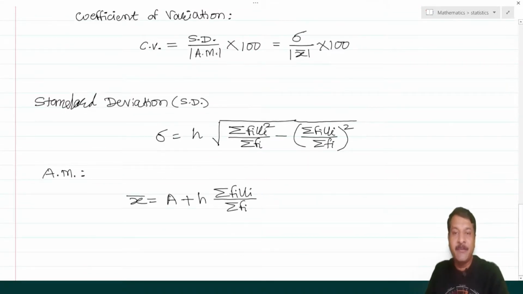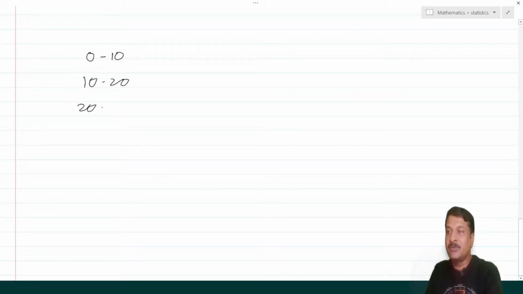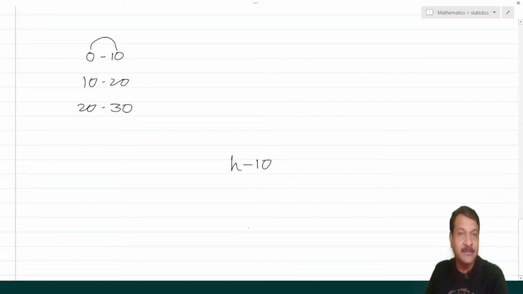So see there, whenever we say frequency, what does it mean? Suppose in the class there are 100 students, or maybe 1000 students in a college. It's not possible to make a list of 1000 students, and that is why we are making groups here. For example, 0 to 10, 10 to 20, 20 to 30. In this case, h means the height of this, which is supposed to be 10. That is the length or interval, you can say.